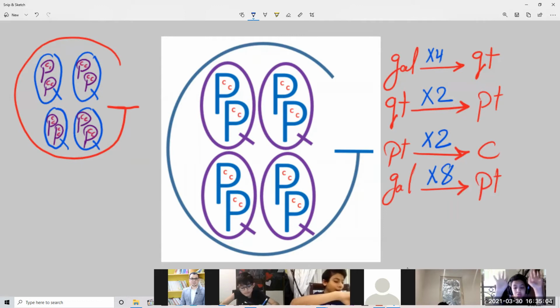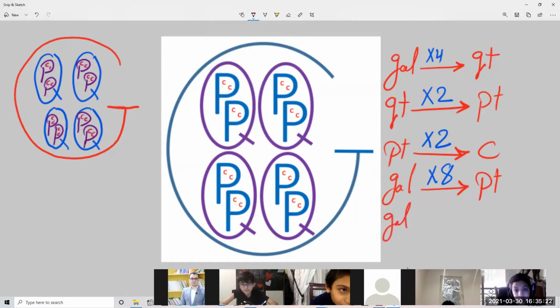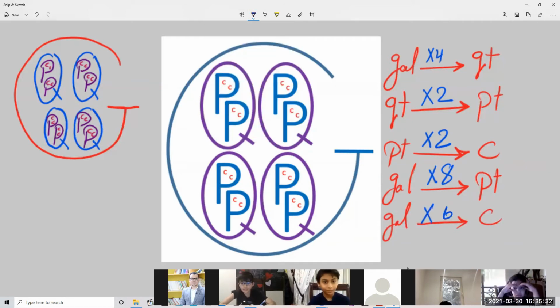Faris, I ask you, how many cups are in 1 gallon? How many cups in 1 gallon? 16. Yeah, so we have 16 cups in 1 gallon. So you have to multiply by 16 if you need to convert from gallons to cups. Okay, thank you so much, Faris.